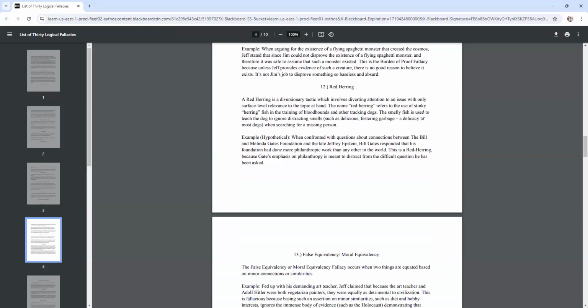Number 12 is red herring. A red herring is a diversionary tactic, which involves diverting attention to an issue with only surface level relevance to the topic at hand. The name red herring refers to the use of stinky herring fish in the training of bloodhounds and other tracking dogs. The smelly fish was used to teach the dog to ignore distracting smells, such as delicious festering garbage, a delicacy to most dogs, when searching for a missing person.